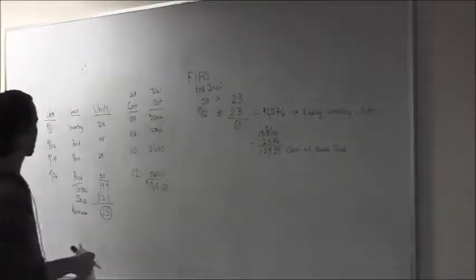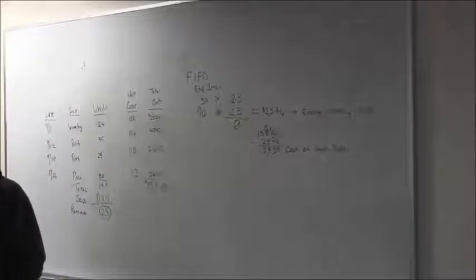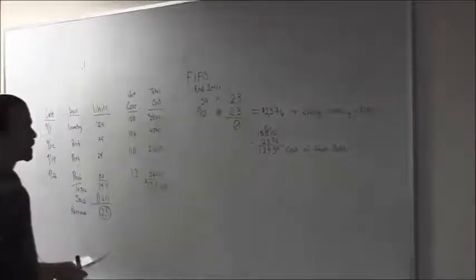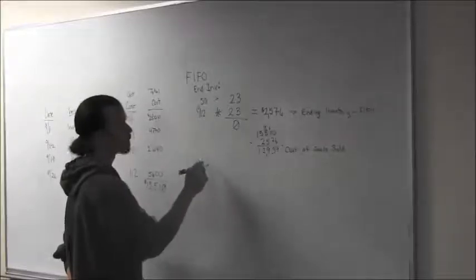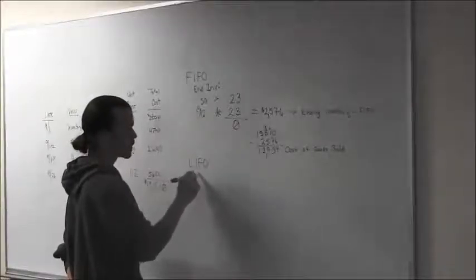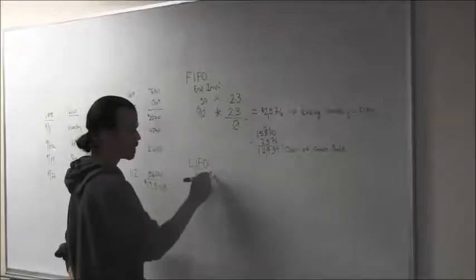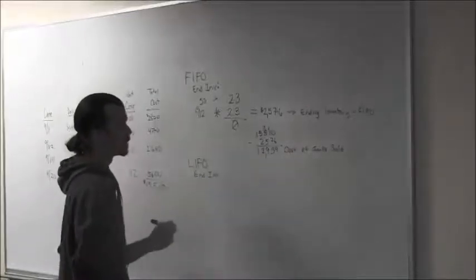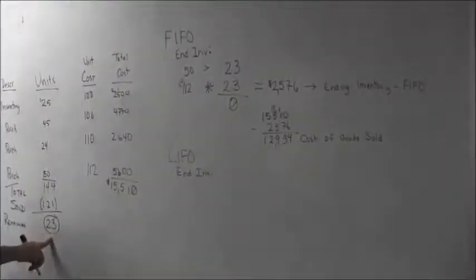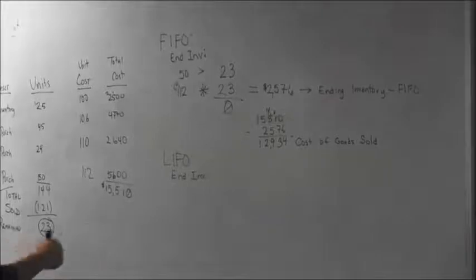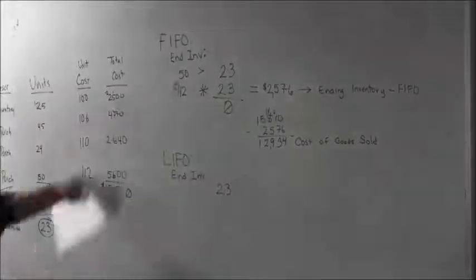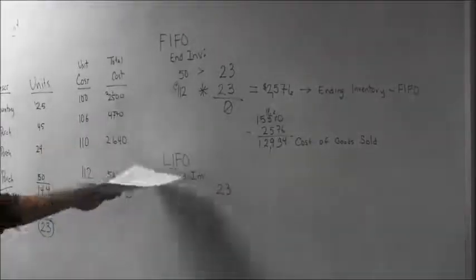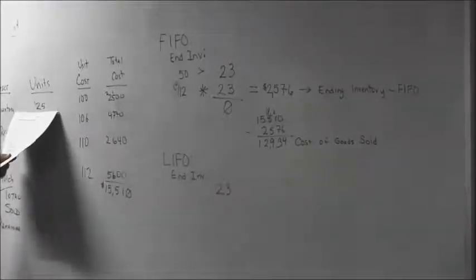All right. So the next method is LIFO, ending inventory. Very much similar. So LIFO, ending inventory, we're going to do the same thing. We have the same 23 units ending inventory, so we have 23 units we need to account for. Whereas with FIFO we started at the bottom, with LIFO, we're going to start at the top.